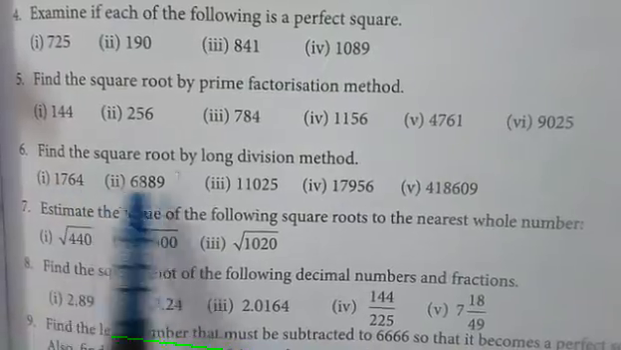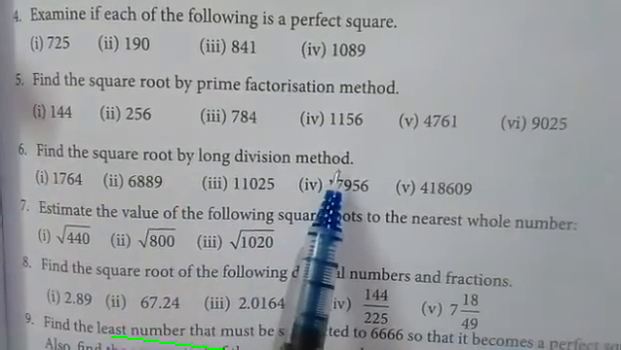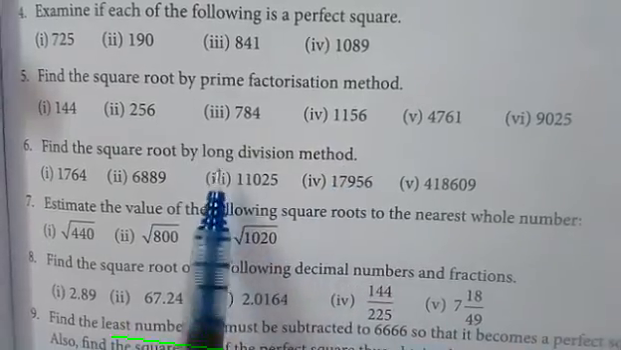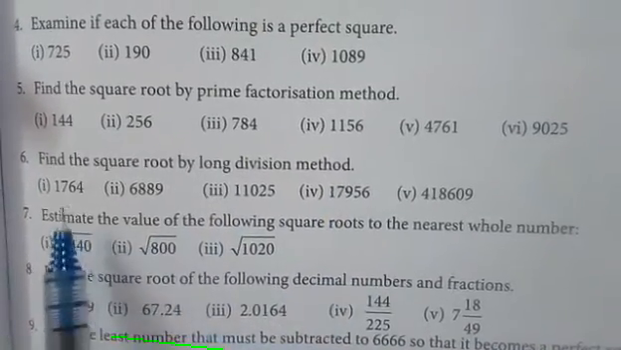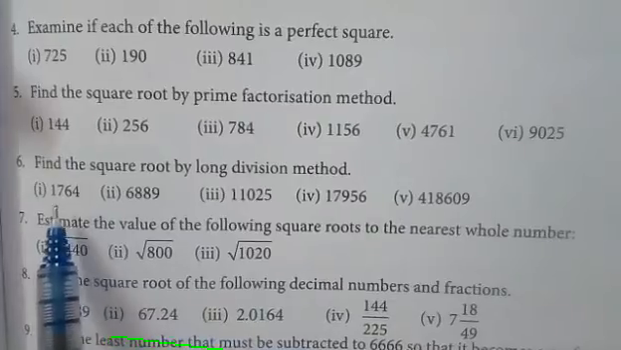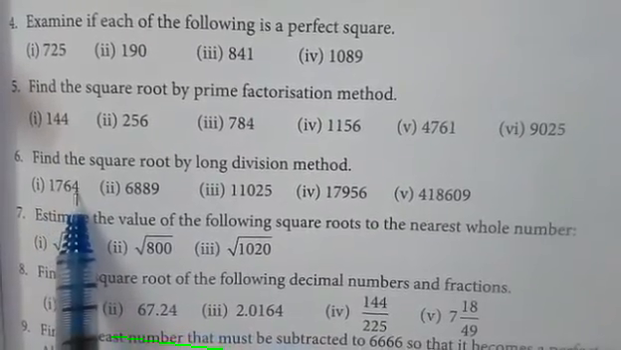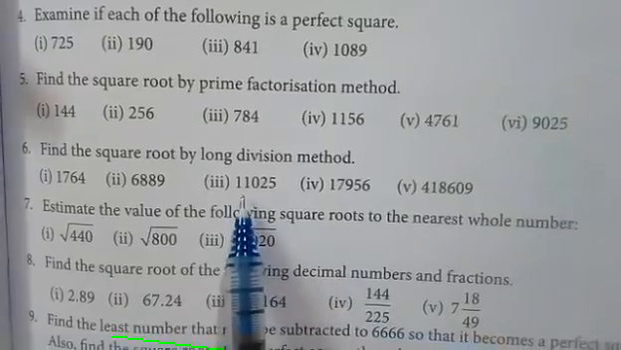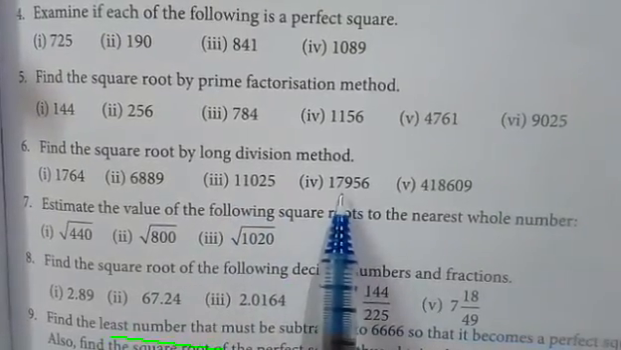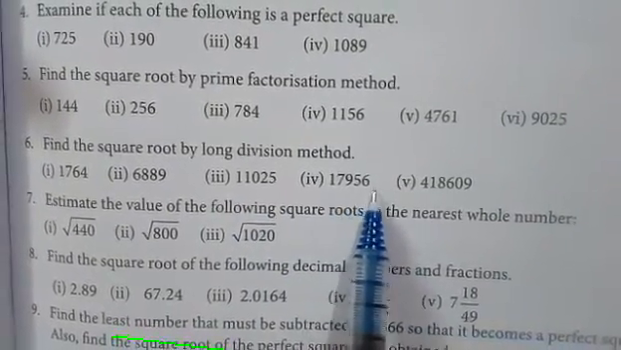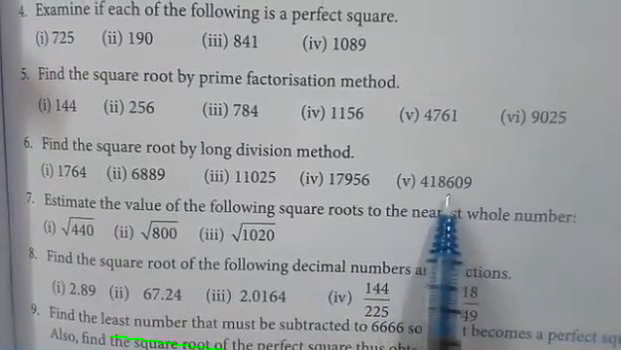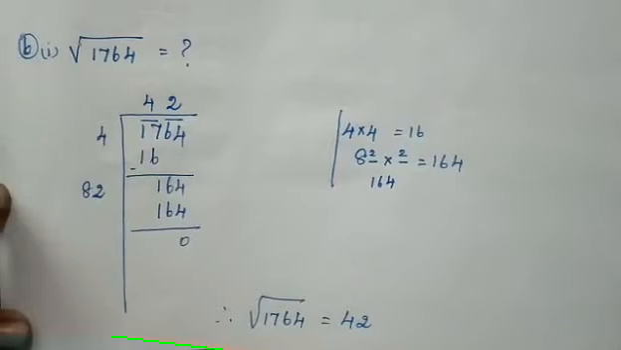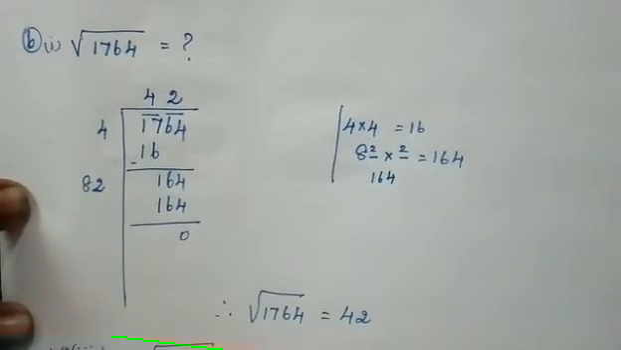Sixth problem, find the square root by long division method. The previous problems used the prime factorization method, now the long division method. Here also 5 problems are given. First problem 1764, second 6889, third problem 11025, fourth problem 17956, fifth problem 418609.